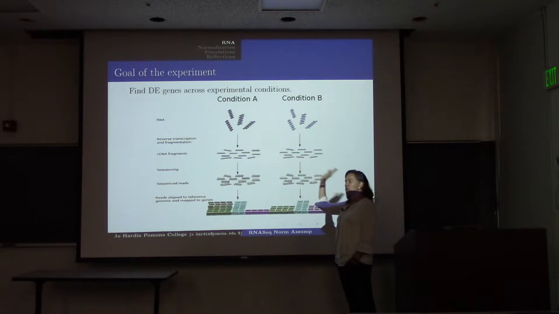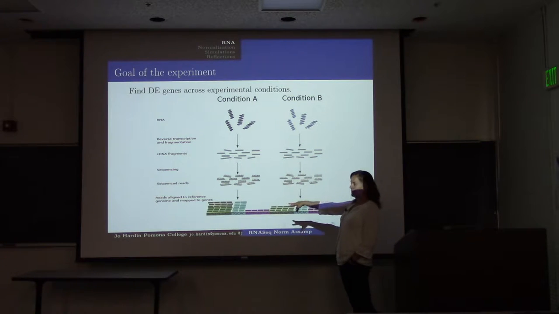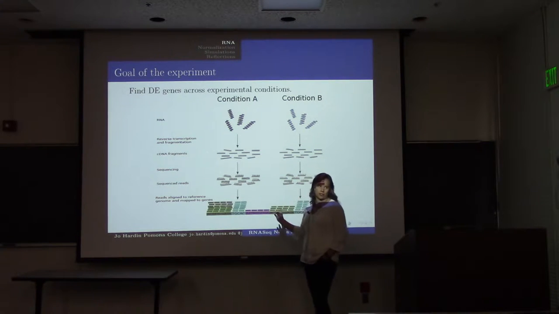Okay, so this is the gist of the experiment, and we've got this RNA, and we fragment it and transcribe it, or sometimes we transcribe it and then fragment it, and then we eventually get these reads, and we map the reads to the reference genome, and then we ask ourselves, are those reads different in condition A as compared to condition B?